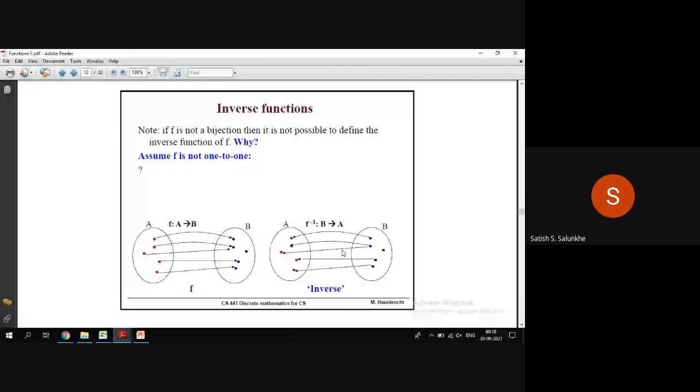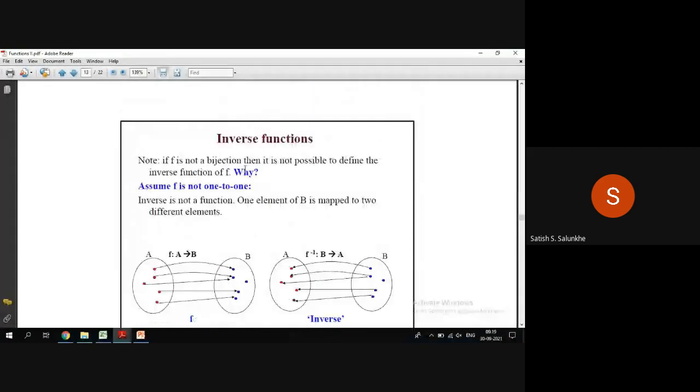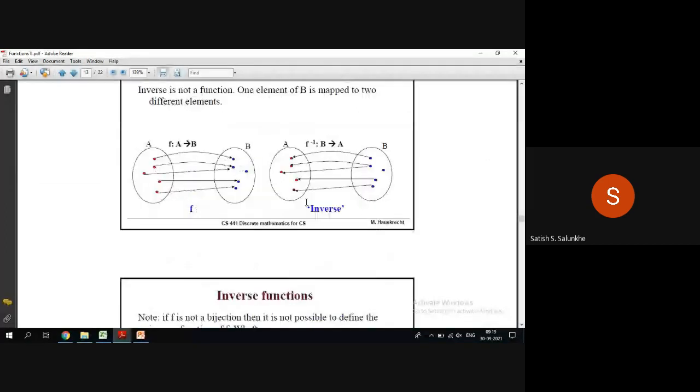That's why f inverse is not a function at all, because you know the function definition: if you want a function from B to A, each element belonging to this domain should have exactly one image in the codomain. If we are talking about f inverse, a function from this to this, you can see this element is mapped to more than one element. Therefore, the inverse does not exist if the function is not bijective. We already saw this.